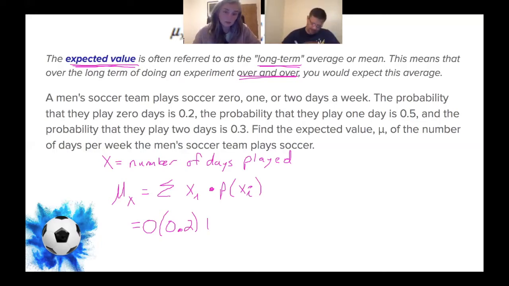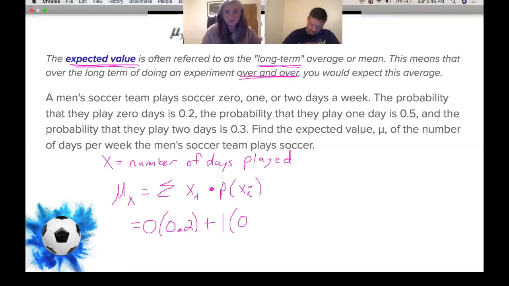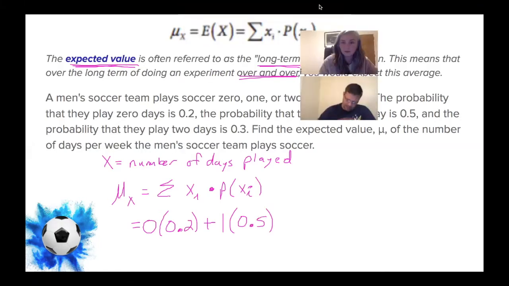And then I'm going to add to that the others. So the value of 1 occurs with 50% probability, or 0.5. And then finally, the 2 days a week times its probability, which was 0.3. Okay, so it's days times probability plus days times probability plus days times probability. And then I've got to do some math.